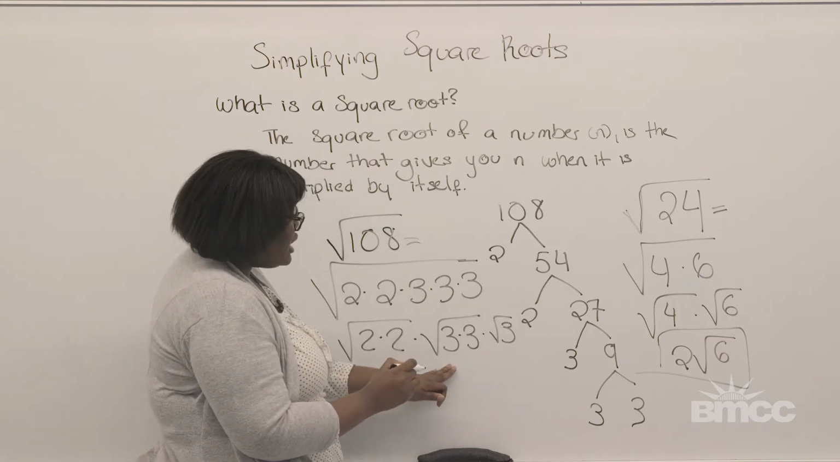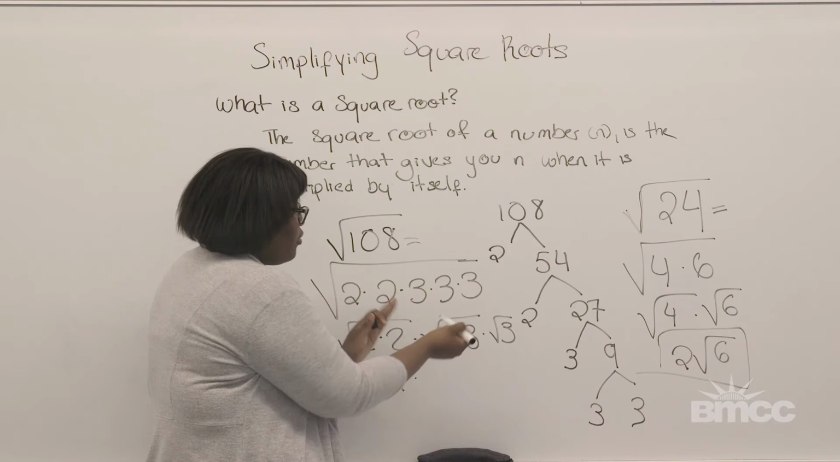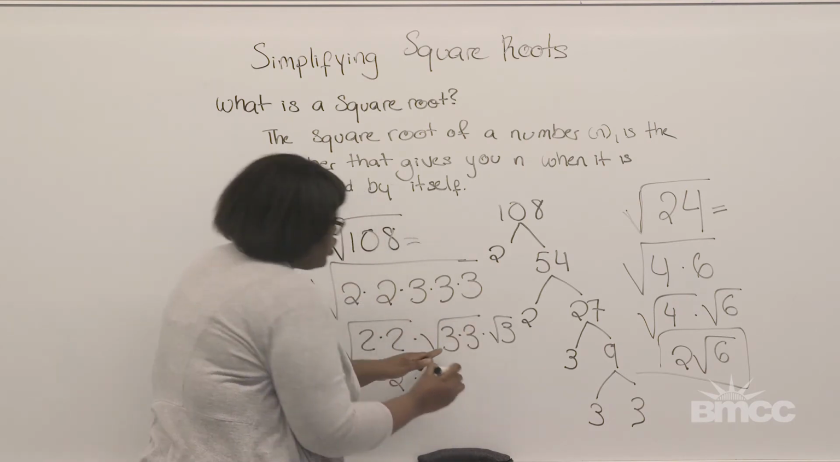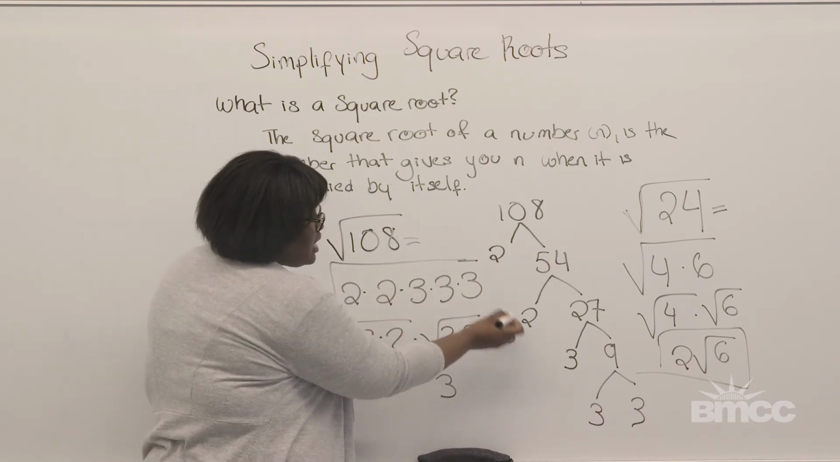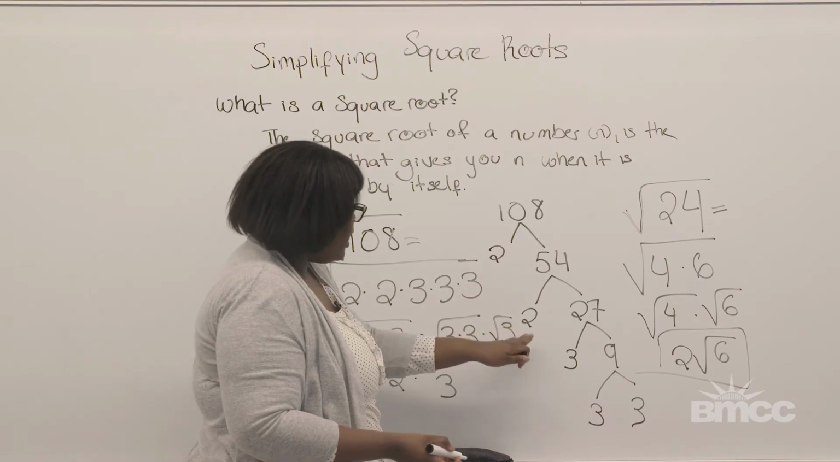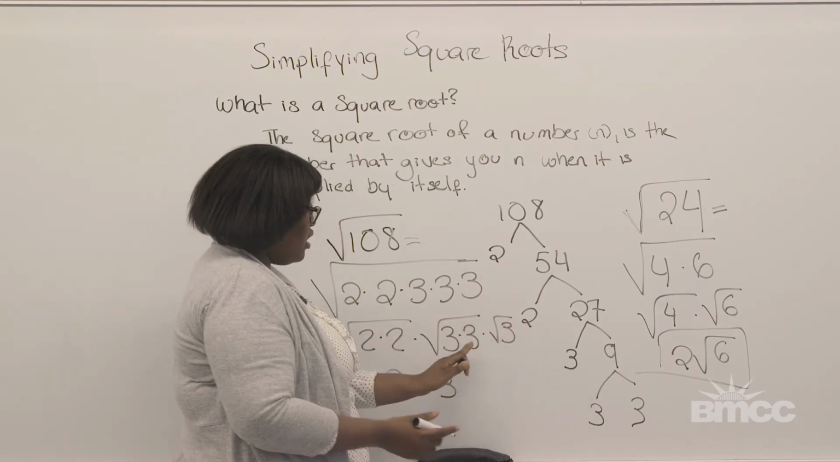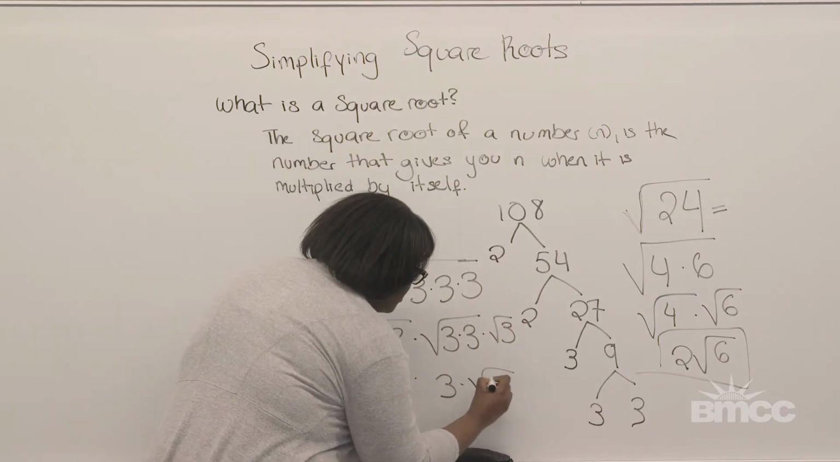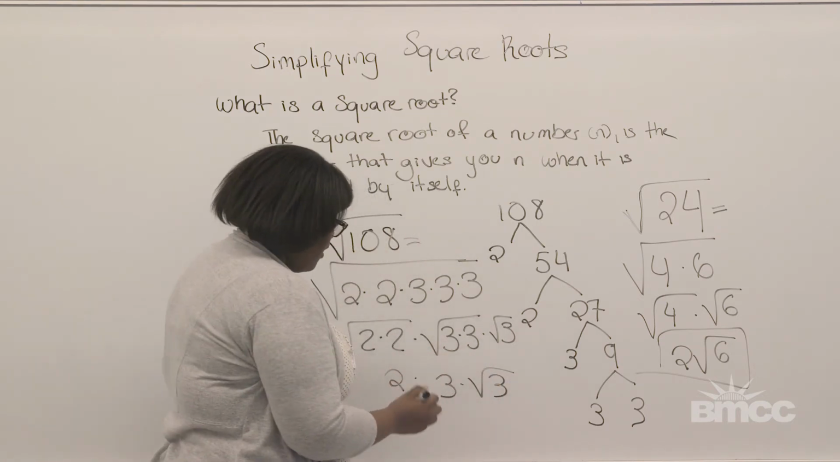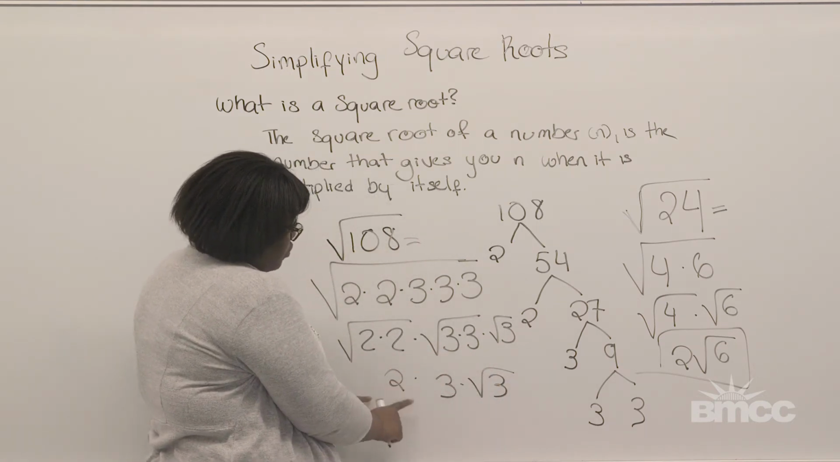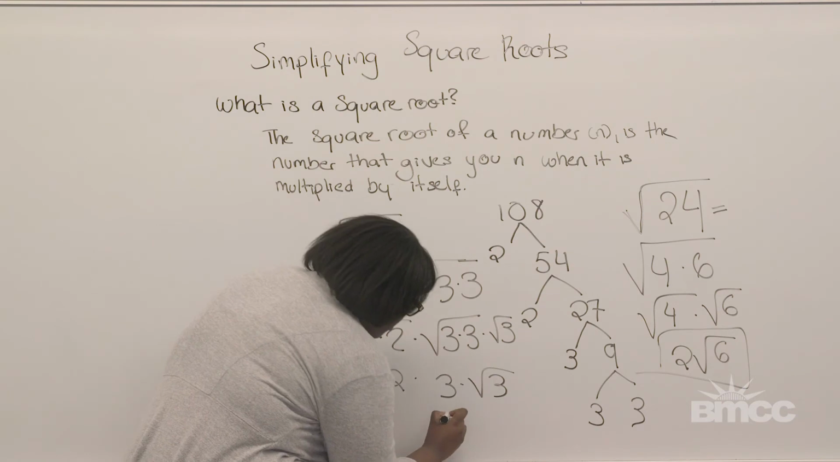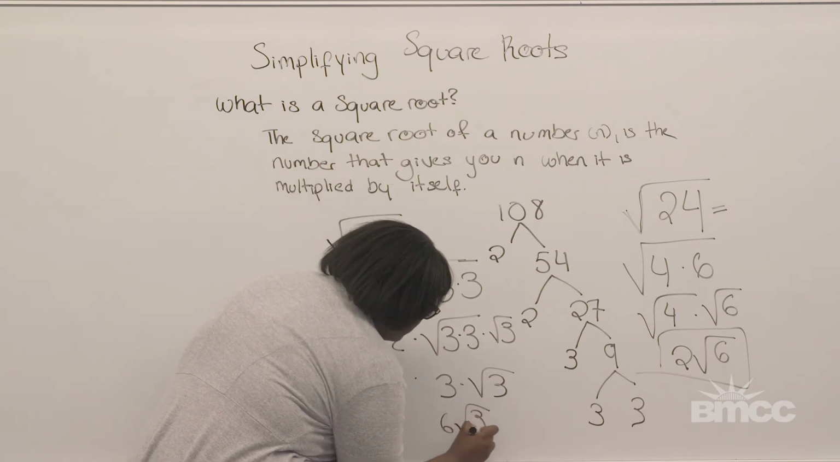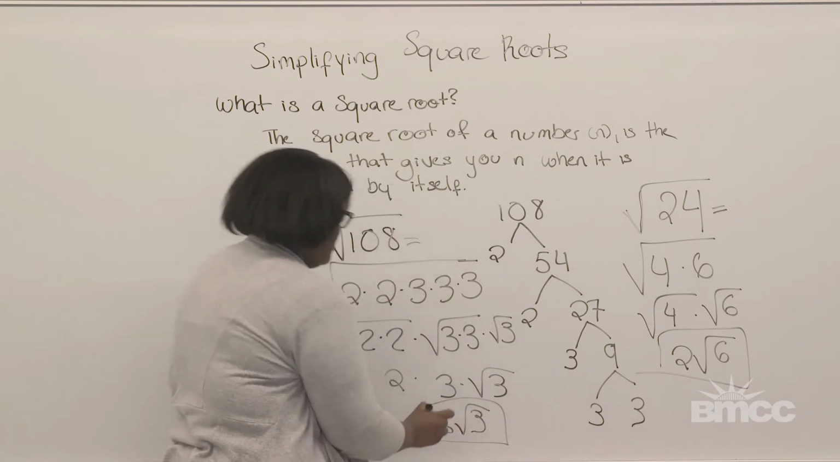The same thing applies here. 3 times 3, the square root of that will be 3. And then because there is no pair here, there's only one number, we keep this under the radical. So we're going to multiply all of that. Now our final answer will be 6 radical 3. And that's the final answer.